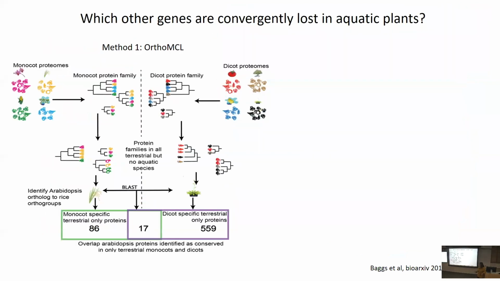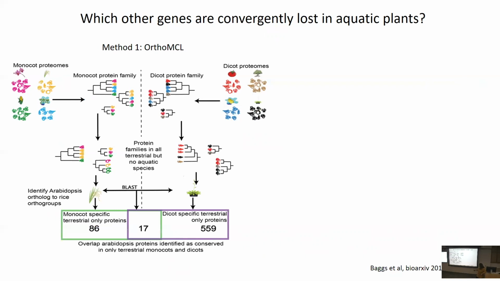And I'm going to outline two different methods, how we used it. One of them is called OrthoMCL. It's a very canonical method applied in comparative genomics, where you can have proteomes, the protein-encoding genes, from different plant species. And what OrthoMCL does is build protein families from those combined proteomes, to group them into families.